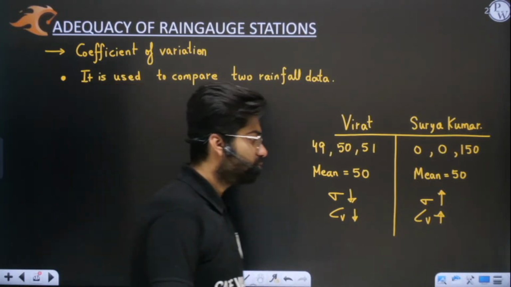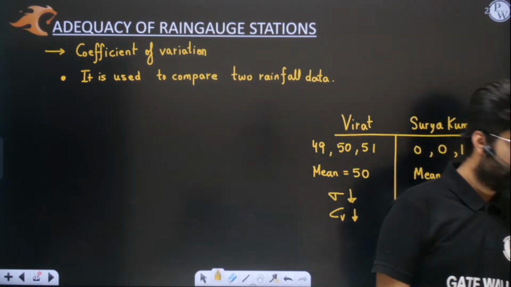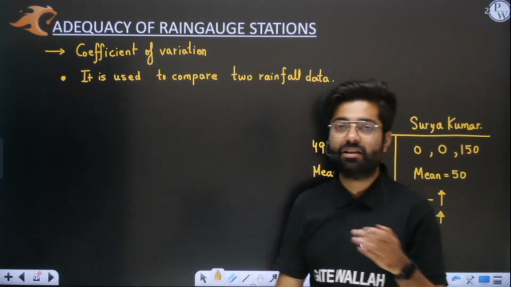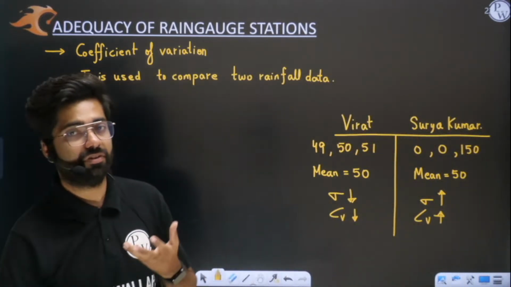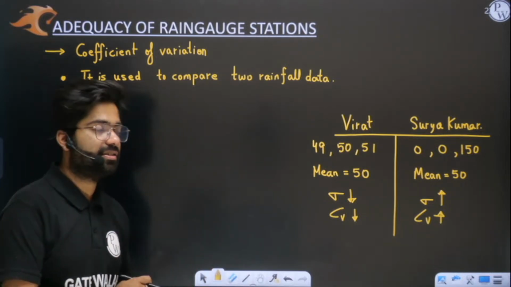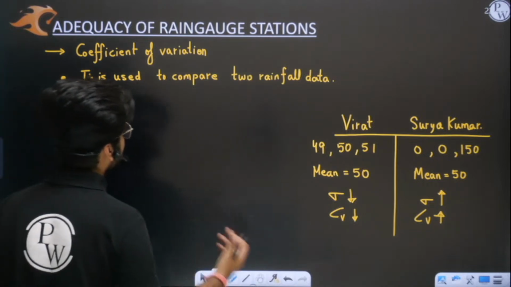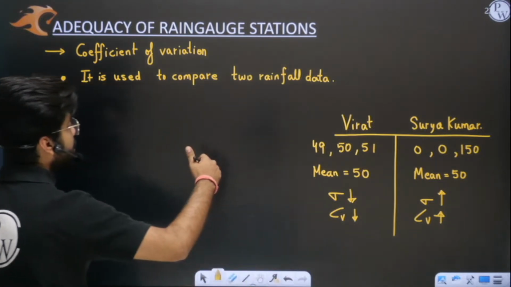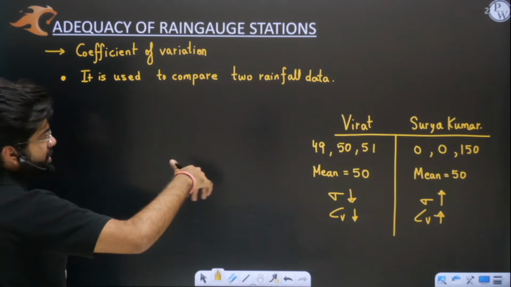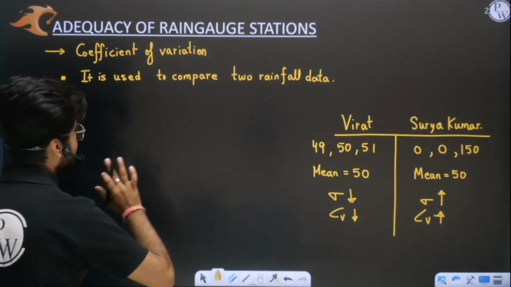Okay, so you have to understand one thing, that in India we have variable conditions. We don't have any consistent conditions here. In India you will see that variability is there. So it is basically used to compare two rainfall data, like which is having more variation and which is having less variation, that you need to understand.